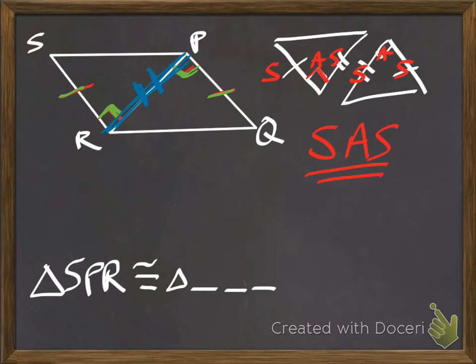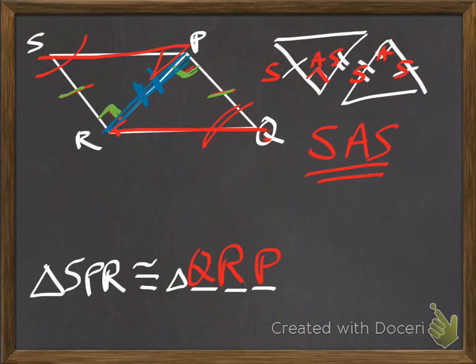The first one is already called SPR. So S to P to R. Well, you notice S is the same as Q, so I'm going to put Q in the first slot. And then when I travel over to P, well, P is the same as R, so Q to R over to P. So SPR matches with QRP. Hope this helps.